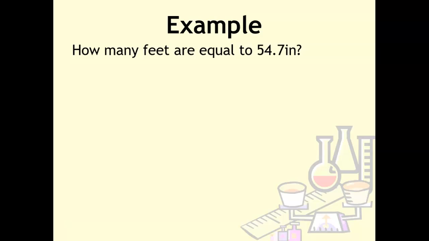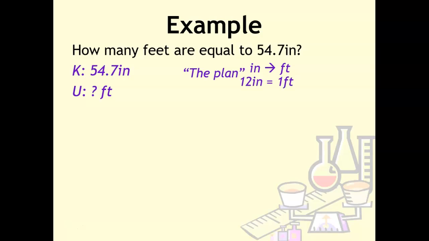Okay, so here's another example. How many feet are equal to 54.7 inches? So here's our known value, 54.7 inches, and the unknown is the feet. Our plan is to go from inches to feet. We know that there's 12 inches per foot, or 1 foot to 12 inches.